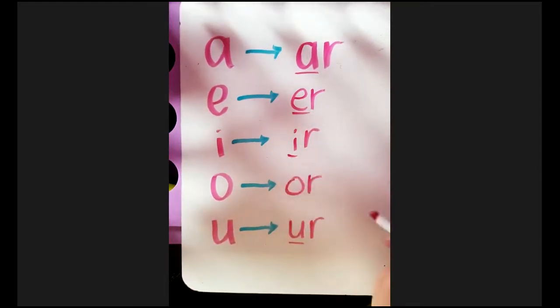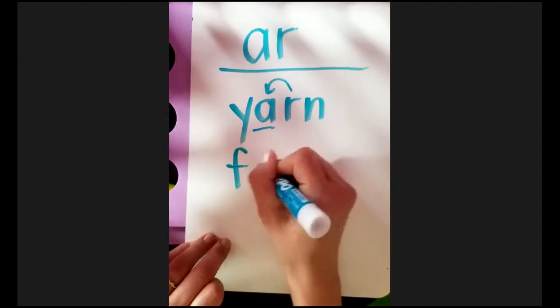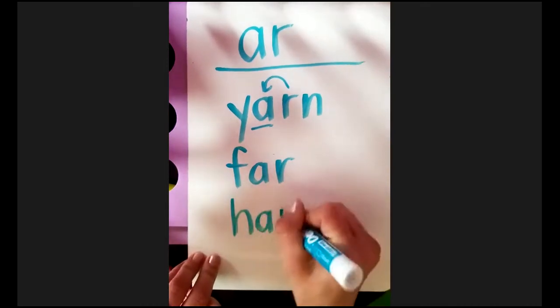OR says or. Now I'm going to go one by one and show you some words that show you what those sounds are like. So let's do AR first. A word that has a bossy R, remember the vowel goes first, is the word yarn. So this R is bossing this A around. He's making it sound like an ah, yarn. Another one would be the word far. That ball went very far. And another one might be the word harp.